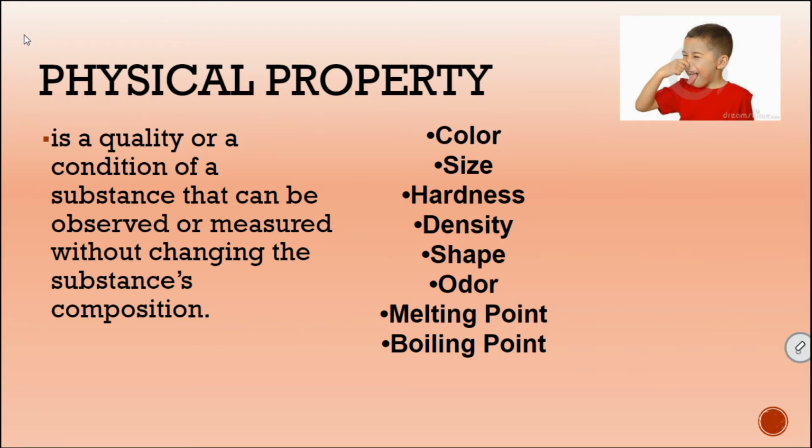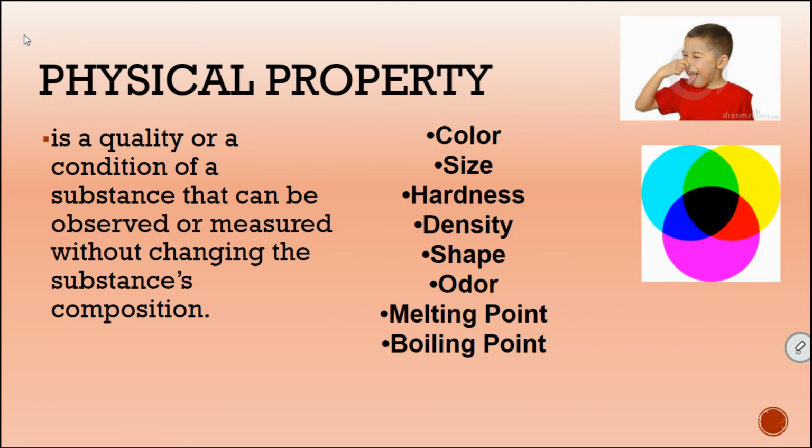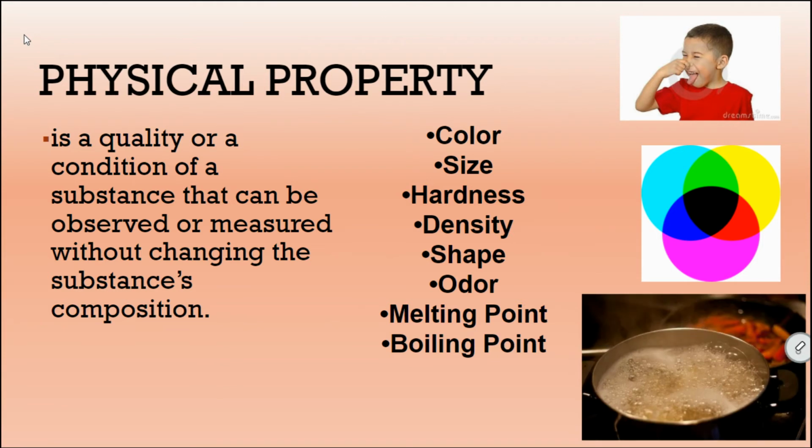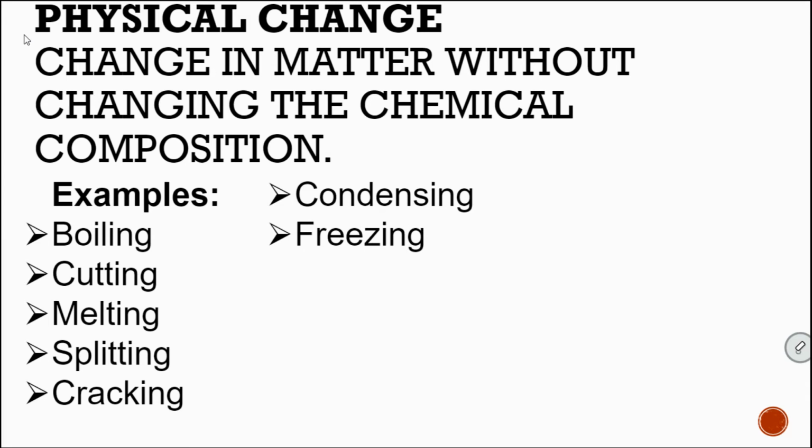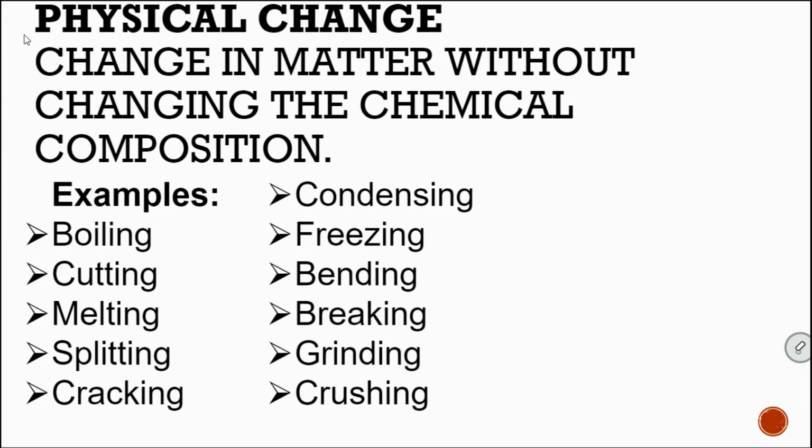Generally things that we see with our eyes, hear with our ears, smell with our noses, the 5 senses. Smell, color, and perhaps taste. Okay, what if we change something using its physical properties? This would not be considered a chemical change, but a physical change, a change in matter without changing what the substance is made of, or the chemical composition. Examples would be boiling, cutting, melting, splitting, cracking, condensing, freezing, bending, breaking, grinding, crushing.